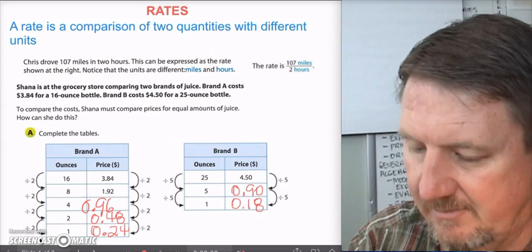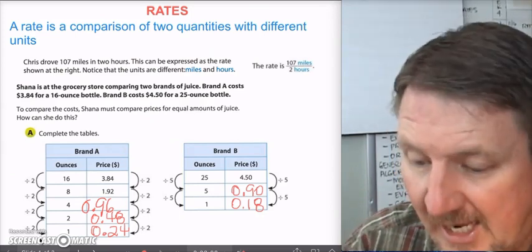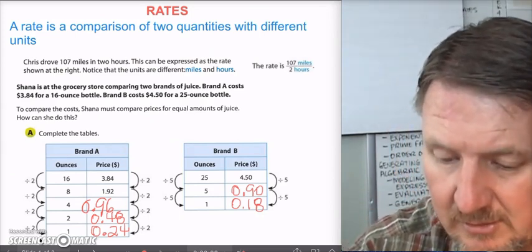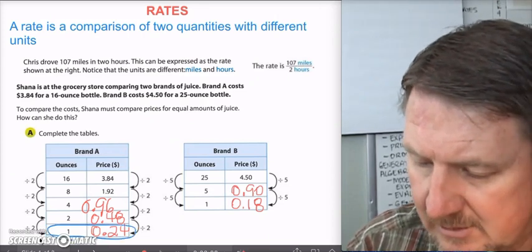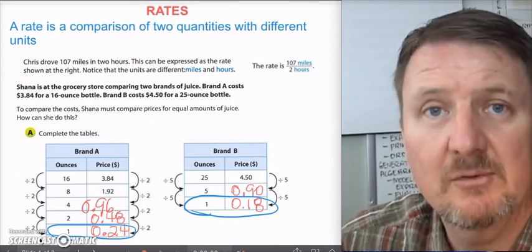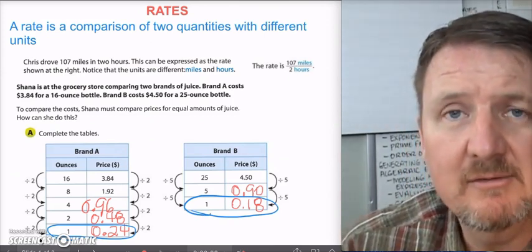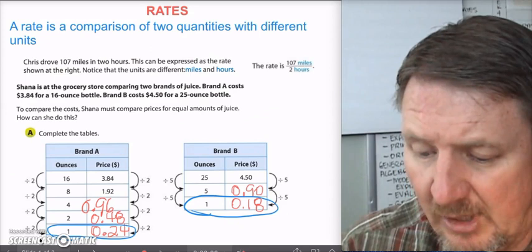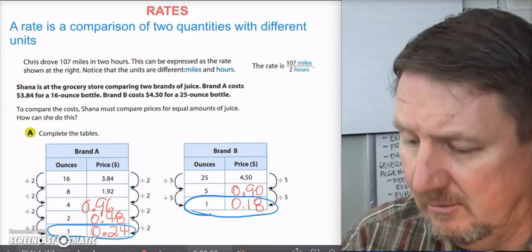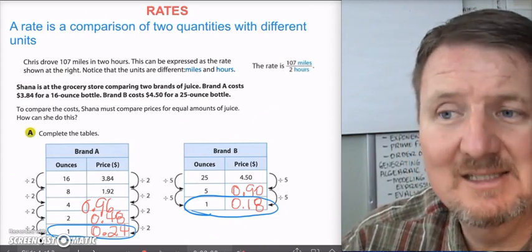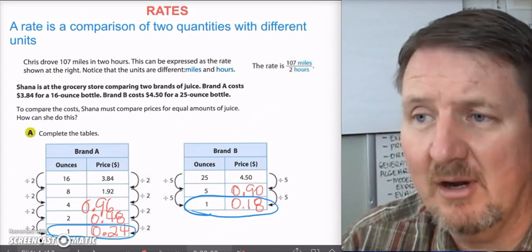18 cents per ounce. Okay, so now I have two similar, let's use blue here. I got 1 ounce and 1 ounce, so they're the same. Okay, that's the equal amount of juice. 1 ounce of brand A juice costs 24 cents for an ounce, and then 1 ounce of brand B costs 18 cents. So obviously the better cost is brand B.